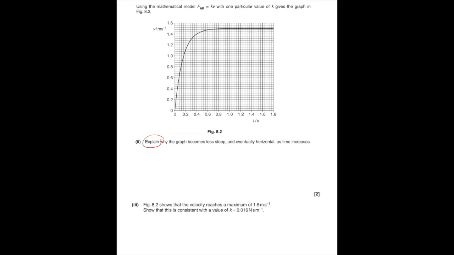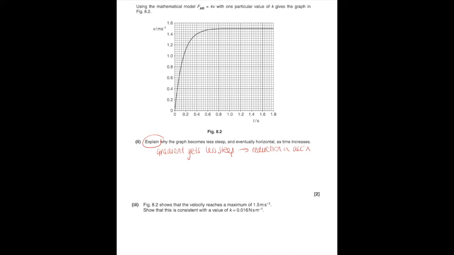So the first thing that we should note here is that our gradient is getting less steep. What does the gradient of a velocity time graph show us? Well, it shows us acceleration. So you firstly need to identify that the gradient is getting less steep, and that tells us that there is a reduction in the acceleration.